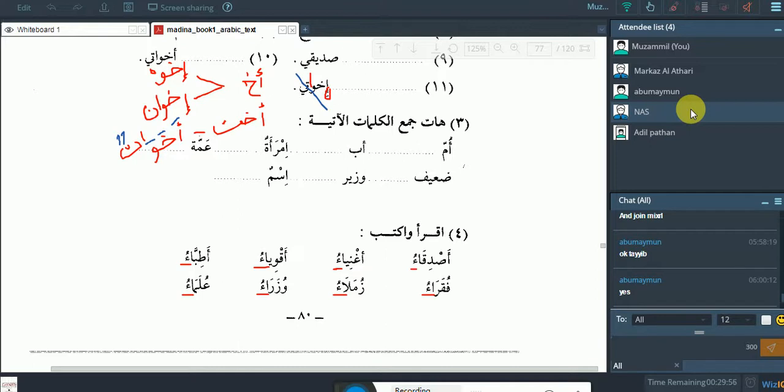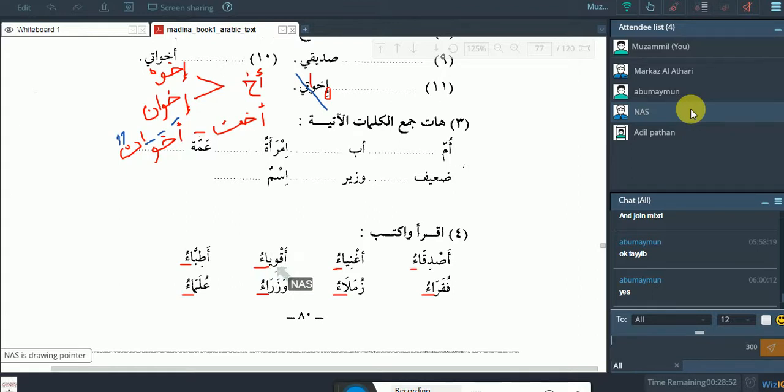Let's have a quick read of these. Go ahead, Akhili. Okay, let's take one each. Abu Maimun. أصدقاء. بارك الله فيك. مزمل. أغنياء. جيد. أقوياء. أحسنت. أطباء. جيد. فقراء. زملاء. بارك الله فيك. وزراء. جيد. علماء. أحسنتم.